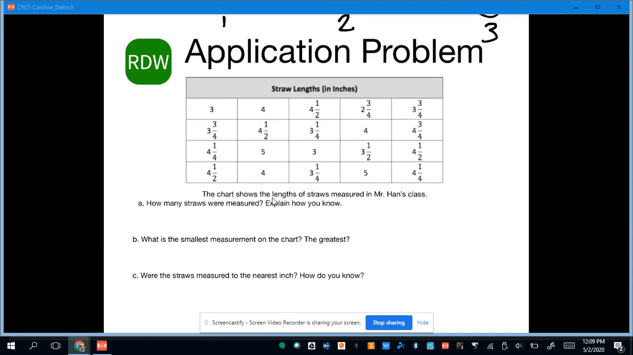So, this chart shows the lengths of straws measured in Mr. Hahn's class. How many straws were measured? Okay, so if each of these boxes is a length, then that means that's a straw that was measured. So we can count however many boxes there are is how many straws. And there are 4 rows of 5, which means there's 20 straws.